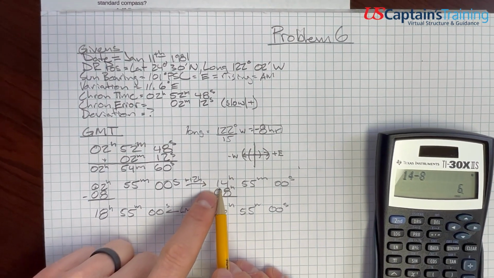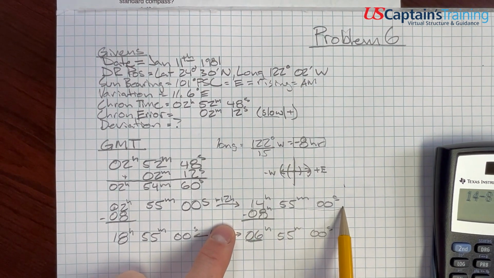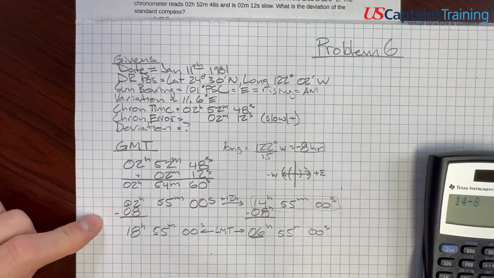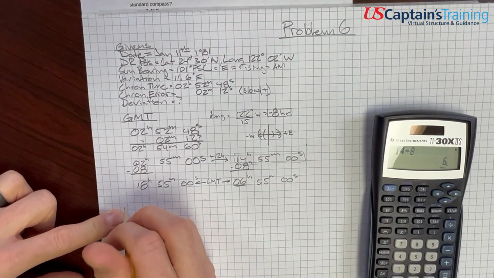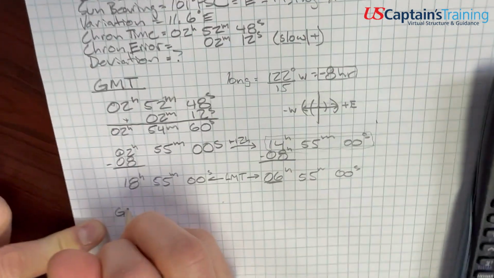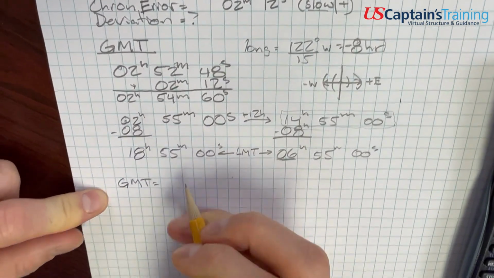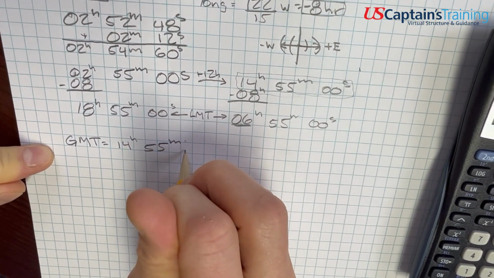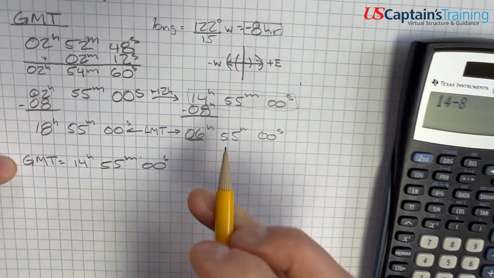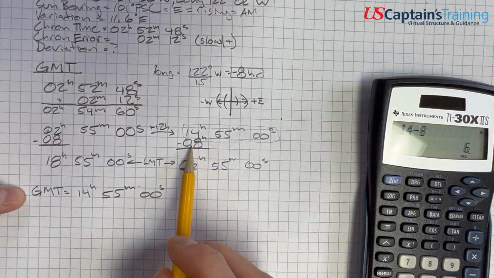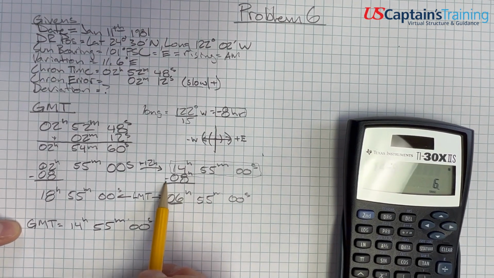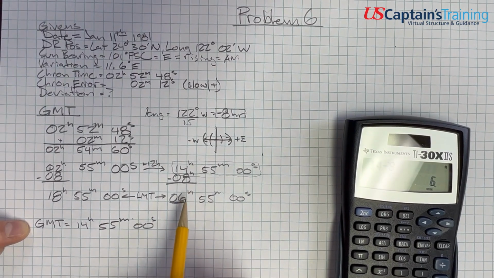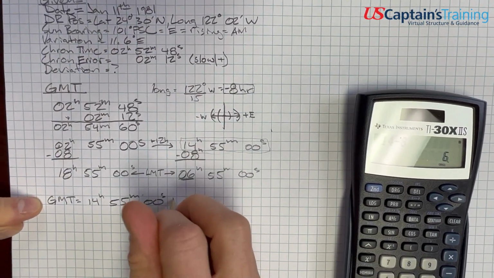So we go back. This is our GMT, 1455, after we corrected it. So our GMT in this case, Greenwich Mean Time, is equal to 14 hours, 55 minutes, 0 seconds. What day was this in? Well, we were 8 hours earlier when we took it. We end up in the same day. So there's no switch of the day. So we're January 11th.